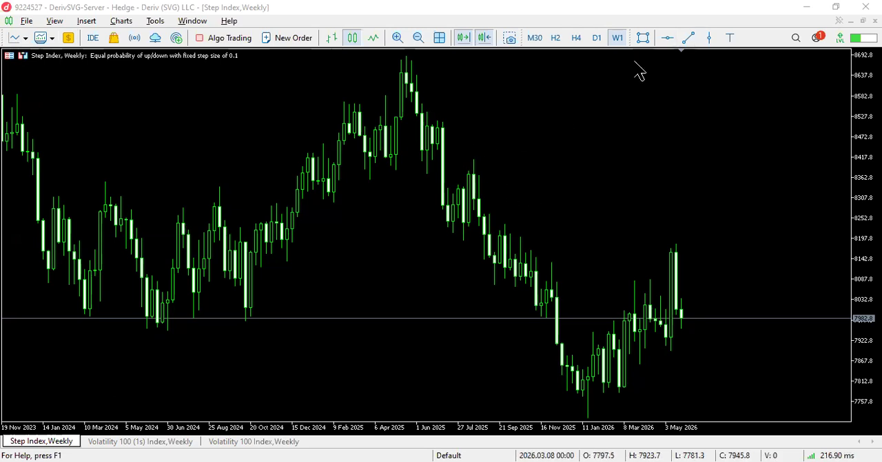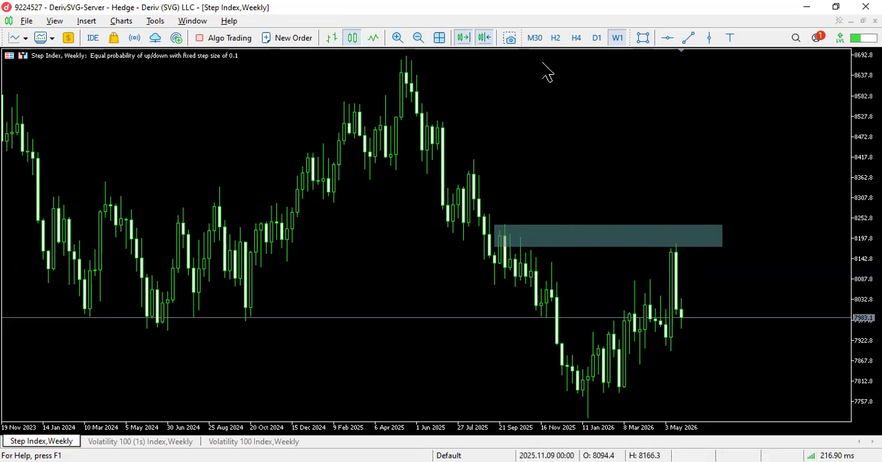So for this episode, we are beginning our analysis with the Step Index. And as always, we begin analyzing from the weekly time frame by marking our supply and demand zones. As we can see, we have a supply zone there where price is reacting from that supply zone. And then down here, we have a demand zone.